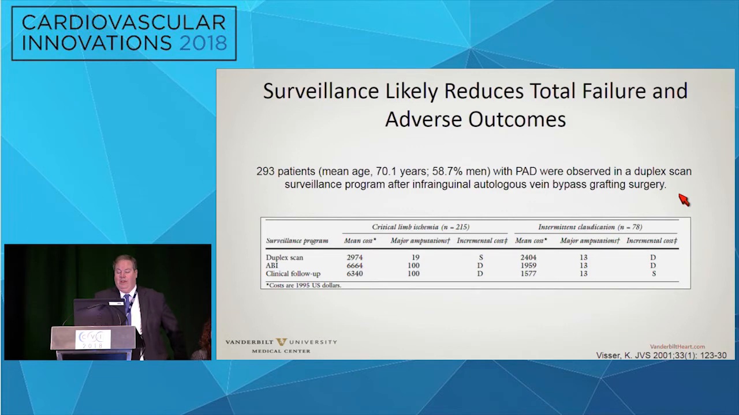All right. I think there's some good evidence, although this is one of several that I picked. This is one of the earlier ones, demonstrating that surveillance reduces the rate of total failure and adverse outcomes. And in the study of nearly 300 patients, what you can see here is that the greater the screening, the less likely they were to have amputation later on.